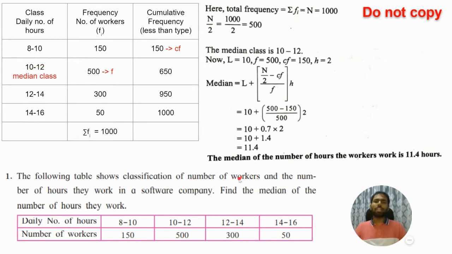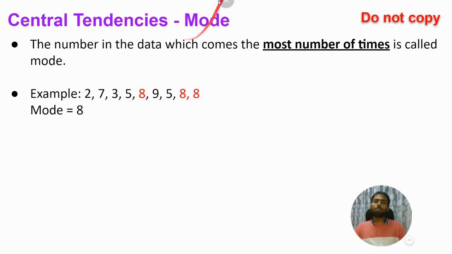Okay, so this was median. Today we're going to look at mode. Okay, what was mode? We have already seen what mode is. The number in the data which comes the most number of times is called mode. Here 5 is coming two times, whereas 8 is coming three times, right? So 8 is coming the most number of times. So 8 is our mode over here.